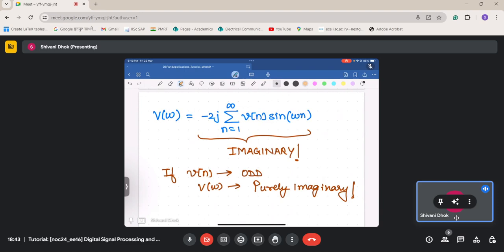So if we are given a window function, then instead of from minus infinity to infinity, this thing will get replaced by n. So let me just write this also. Any questions?